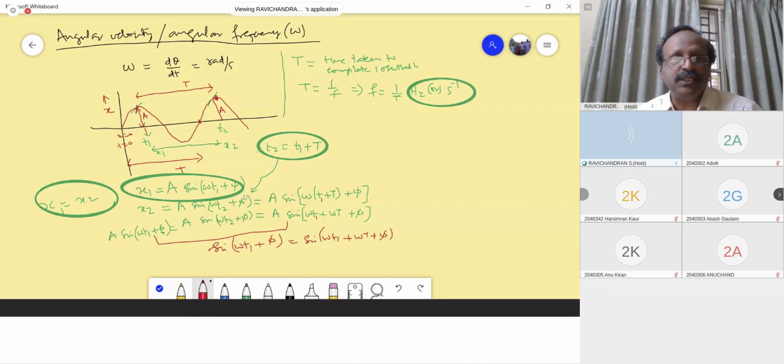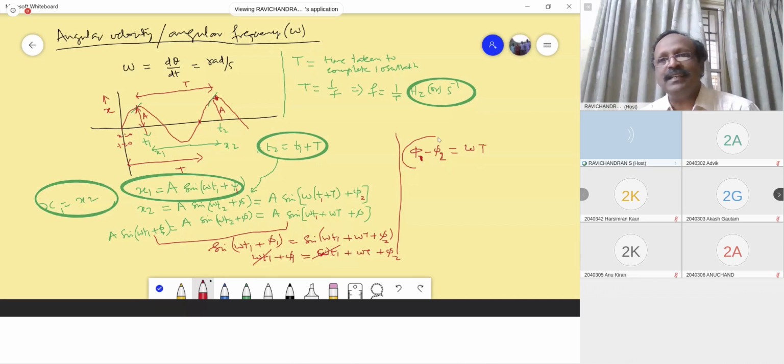So I take the initial phase at this point as phi1 and the second one as phi2. So it becomes phi1 is equal to phi2. Therefore, I get omega t1 plus phi1 is equal to omega t1 plus omega t plus phi2. So now what I do, this and this I can cancel. So I get the final format like this. Phi2 minus phi1 is equal to omega t.